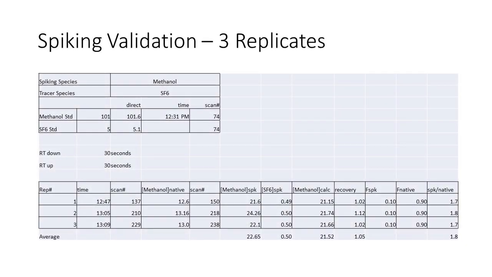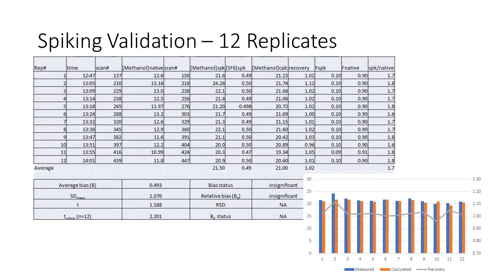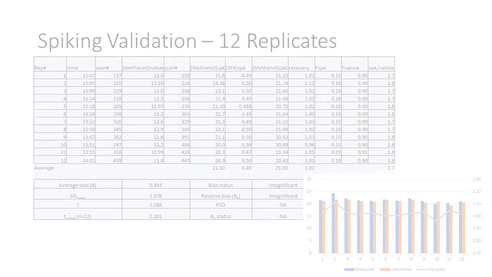Now we calculate our recovery. Here's an example of a 3-replicate 320 validation. Here's also an example of a 12-replicate 301 validation with bias calculations.